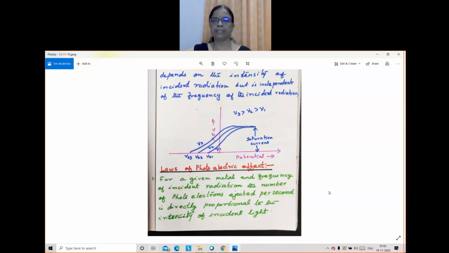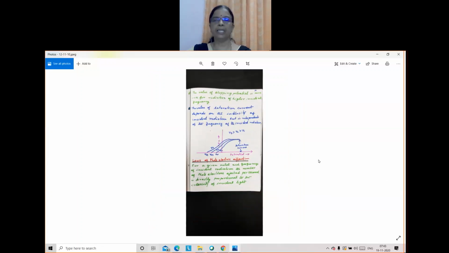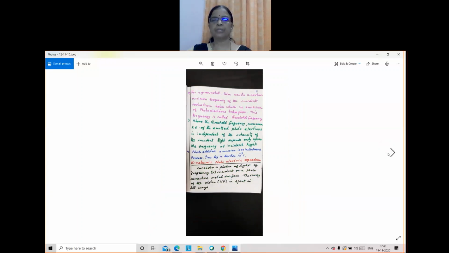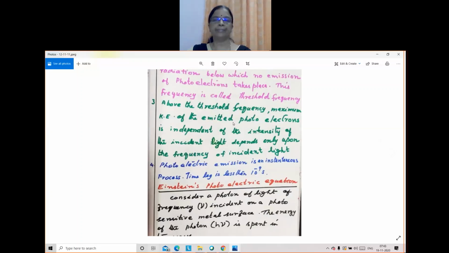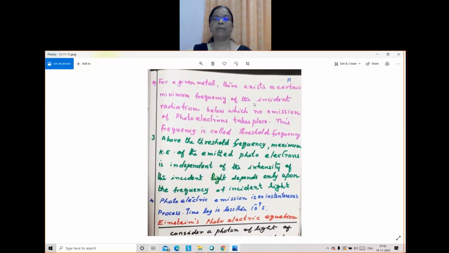That's the first law. Photoelectric current is directly proportional to intensity. Second law: for the given metal, there exists a certain minimum frequency of the incident radiation below which no emission of photoelectron takes place. This frequency is called threshold frequency.